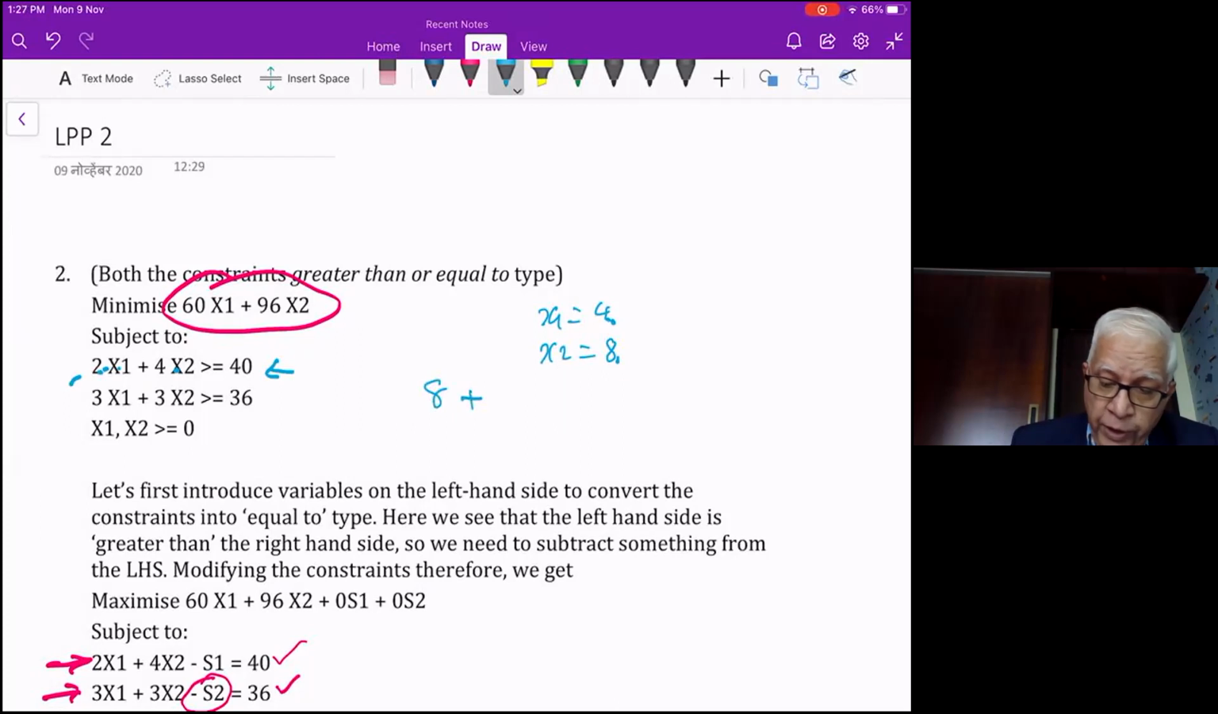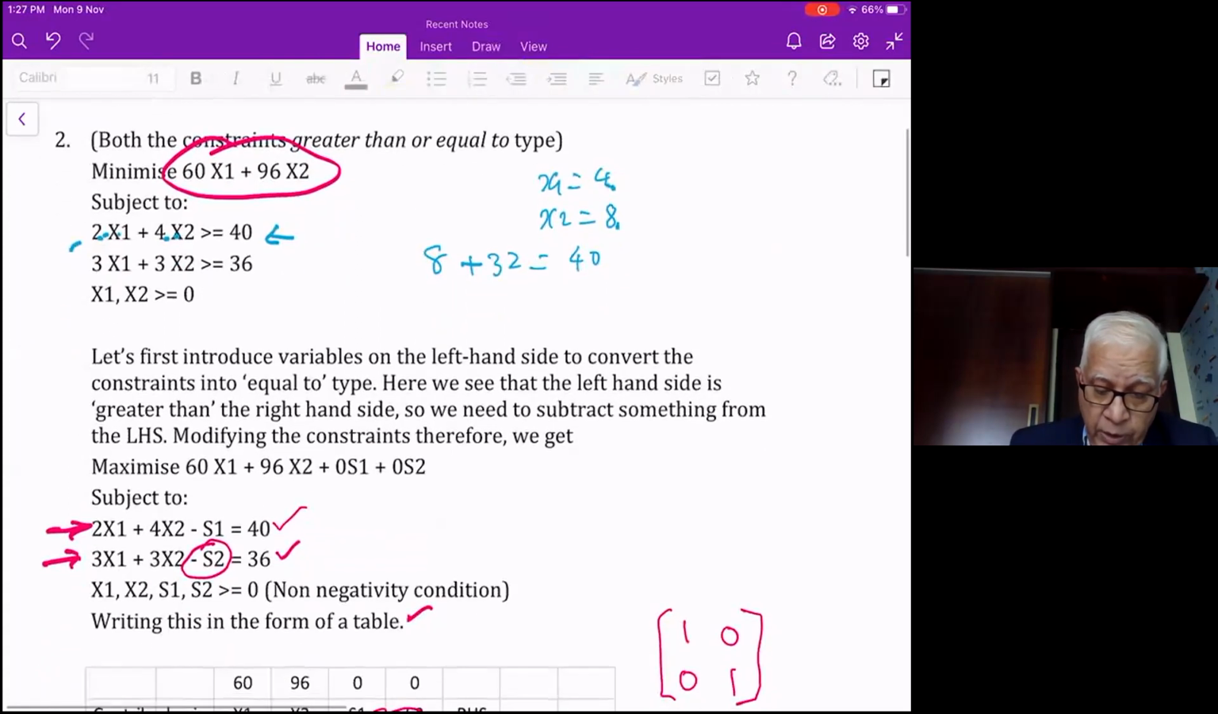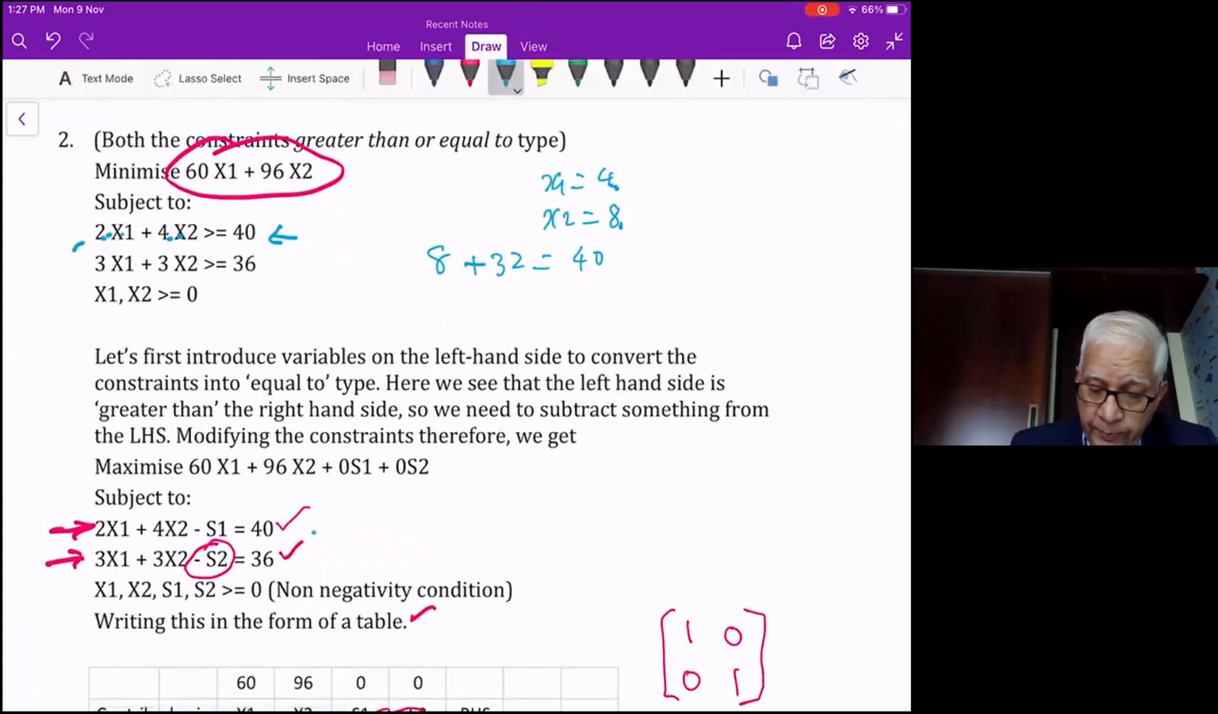x2 is equal to 8, so 4 into 8 is 32. Left hand side is 8 plus 32. What is it? This is 40. Right hand side is also 40. Okay, therefore the value of S1 which we had subtracted must be 0. So where is the value of S1 appearing? 2x1 plus 4x2 minus S1 is equal to 40. So 32 plus 8 is 40, minus S1 is equal to 40. Therefore S1 must be equal to 0.